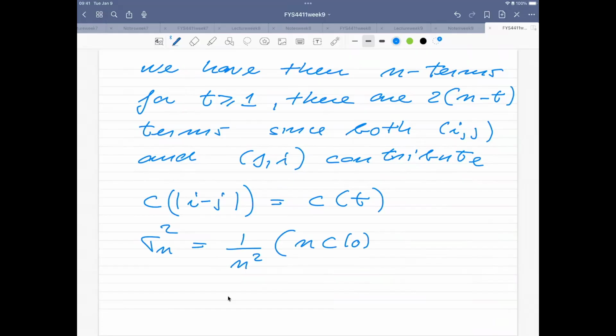This quantity here, c of 0, is nothing but the variance of a single measurement. Plus, now I have a term which goes like 2, and then I'm summing, instead of i and j, over t, and this goes up to n minus 1. And then I have n minus t multiplied with this c of t. So what Flyvbjerg and Petersen did was to take that equation we derived last week and rewrite it, assuming that the covariance depends only on the distance between the two measurements.